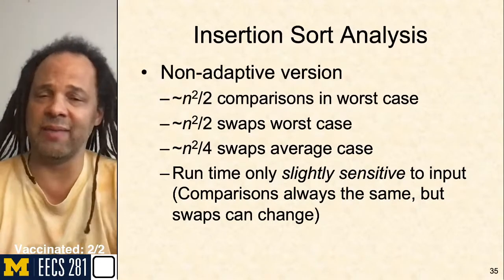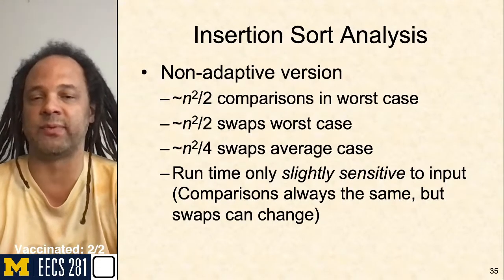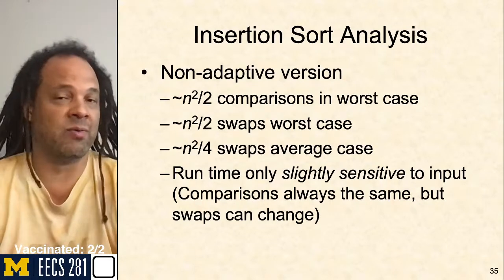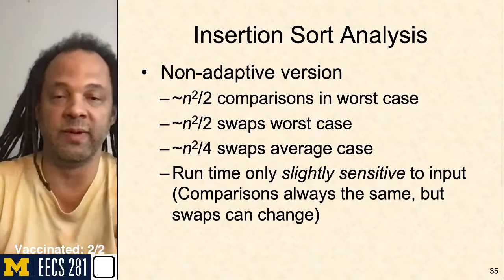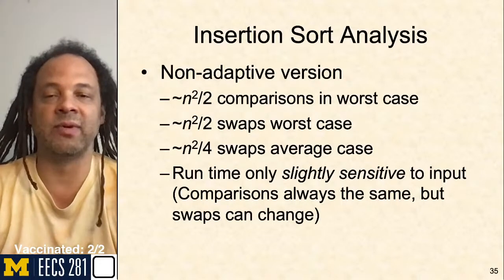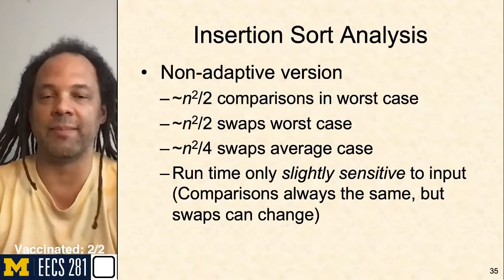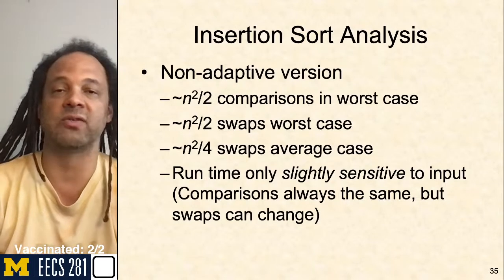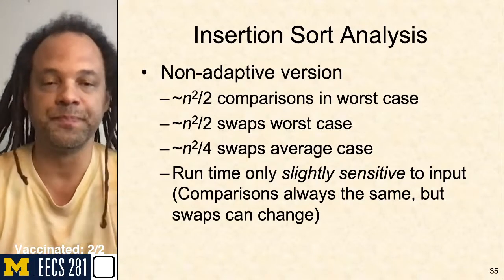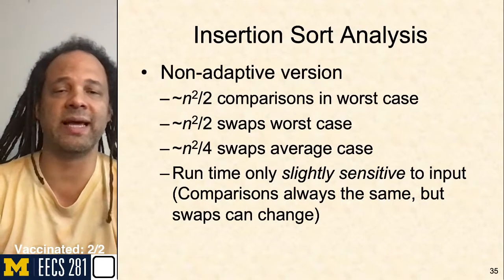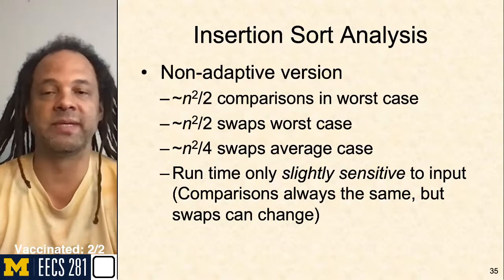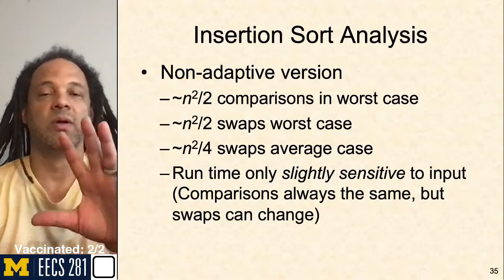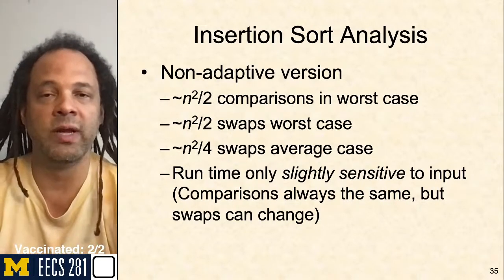In the average case, I say about half the time I need to make those swaps when I do a comparison, which sounds like an improvement. It's not. Asymptotically, it's not an improvement, because now I say in the average case I'm going to do n squared over 4 swaps, which is still a big O of n squared in the swapping area. So I say that our runtime is only slightly sensitive to input. The comparisons are always the same, but the swaps can be slightly reduced. So that's what it looks like when it's non-adaptive.